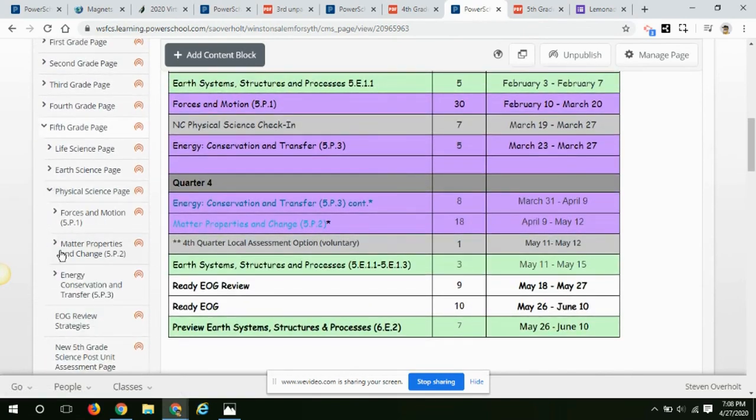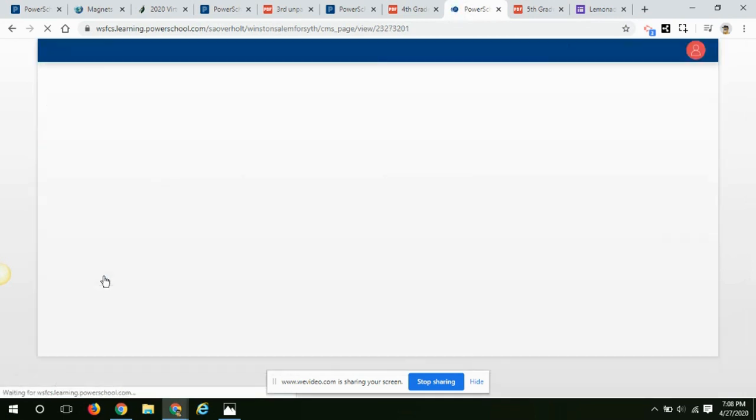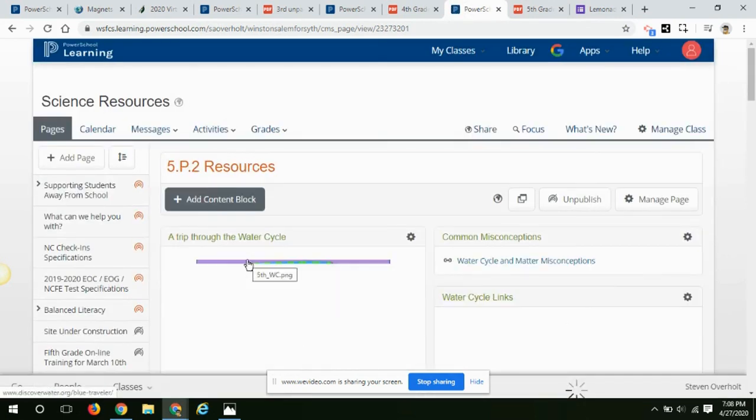We're in the physical science page. We're going to hit matter, properties, and change and hit on the resources here. And as this opens up, we're going to look at a trip through the water cycle.